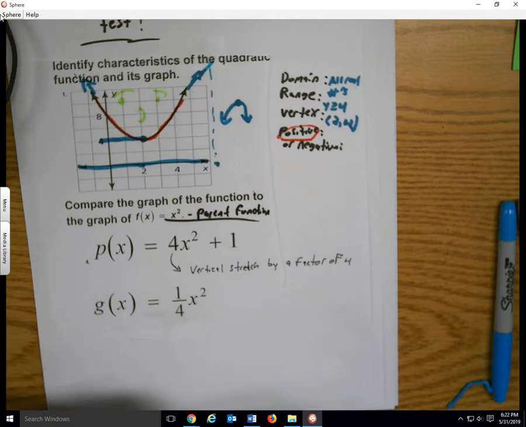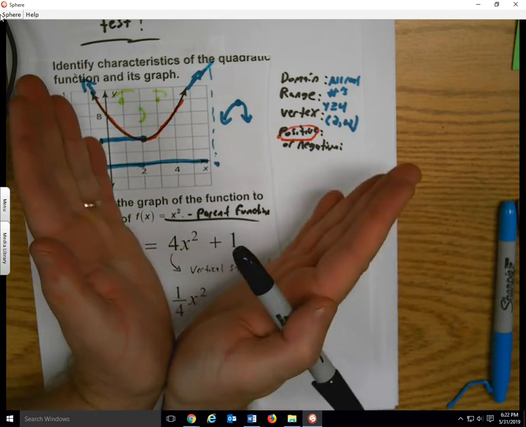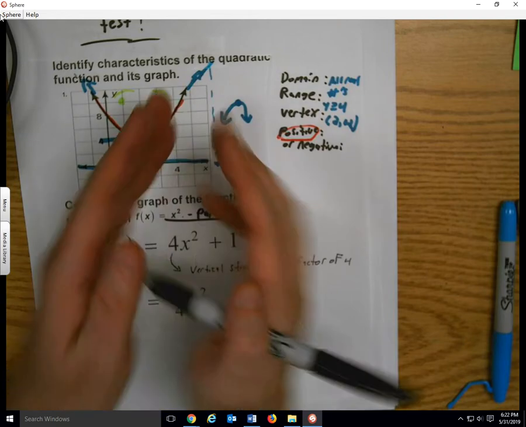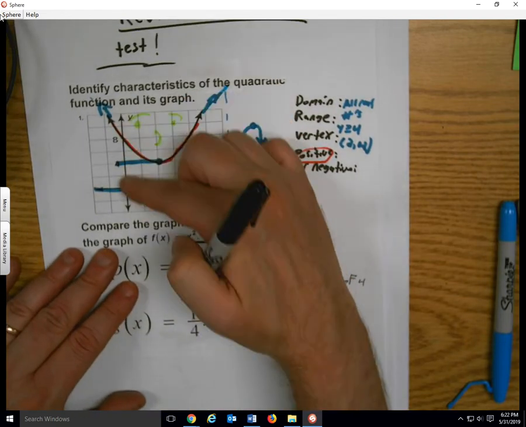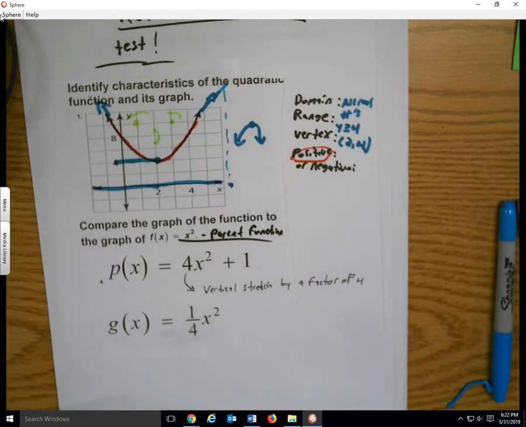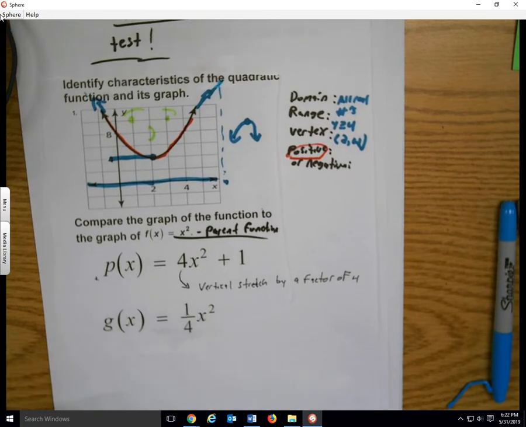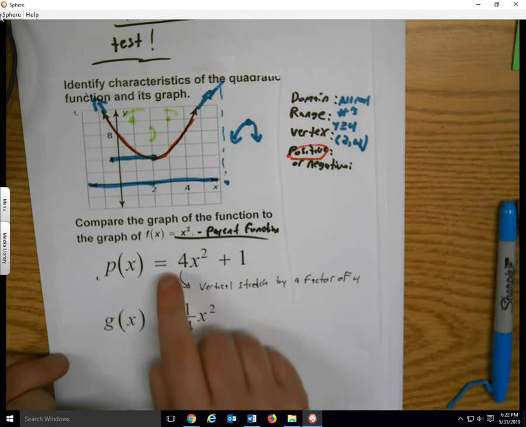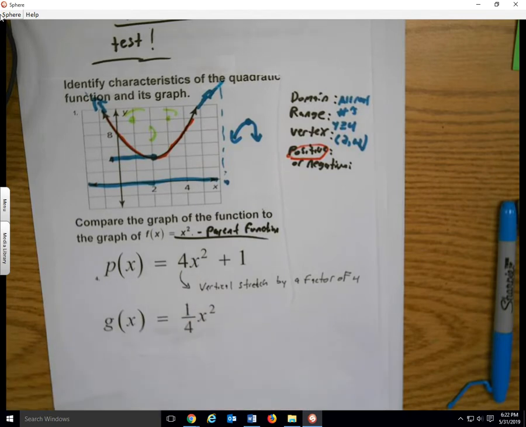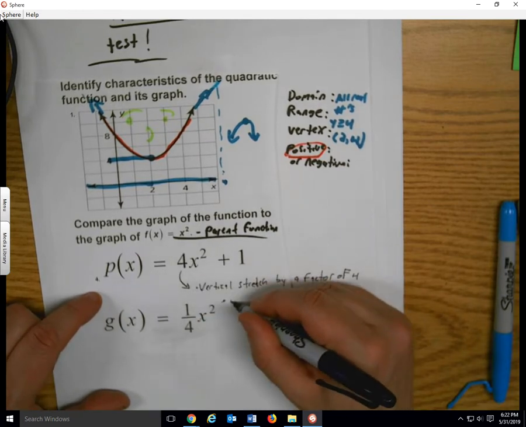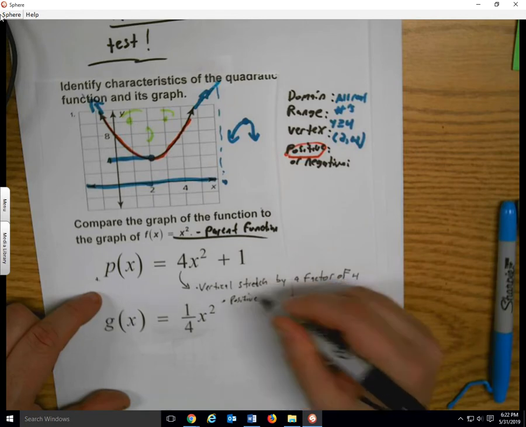In other words, the parabola is stretching towards this y-axis. It's getting closer to it by a factor of 4. What else can you say about it? Since it's positive, you could say it's smiling. It's positive. There are no reflections.